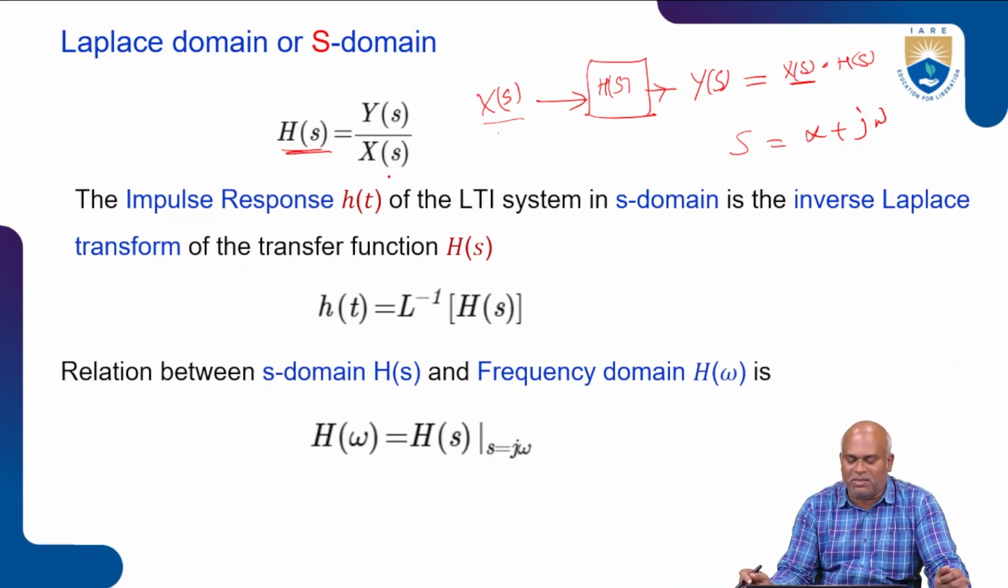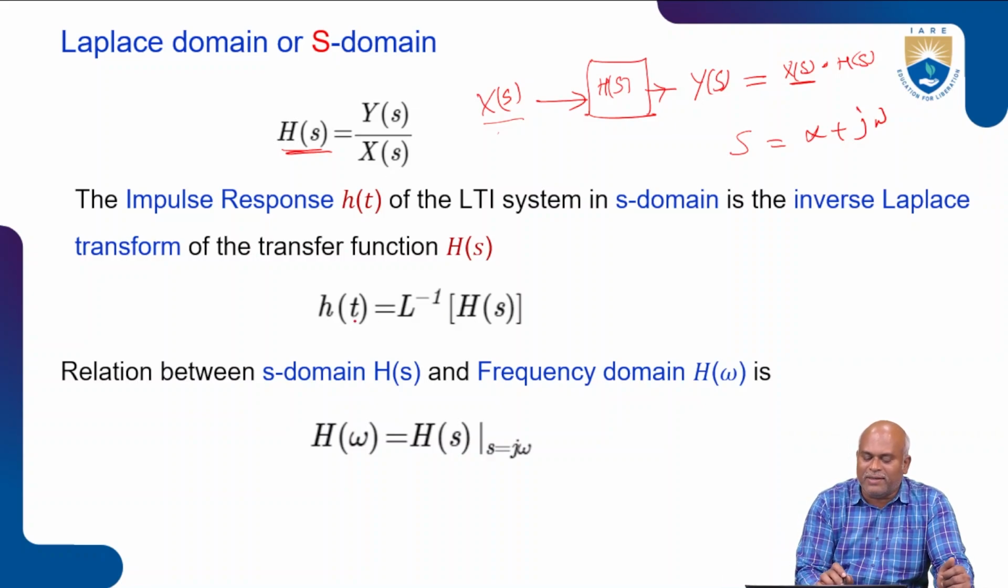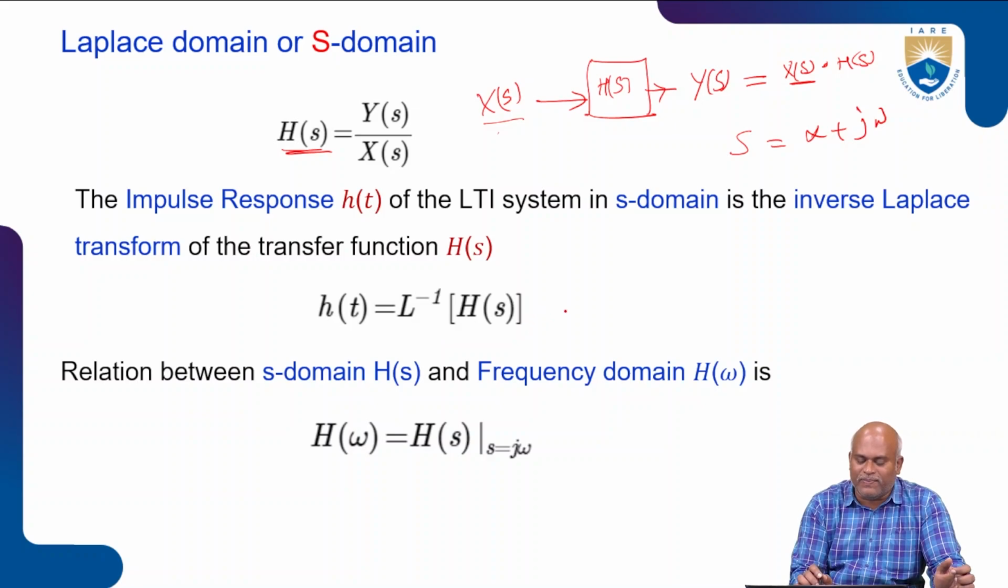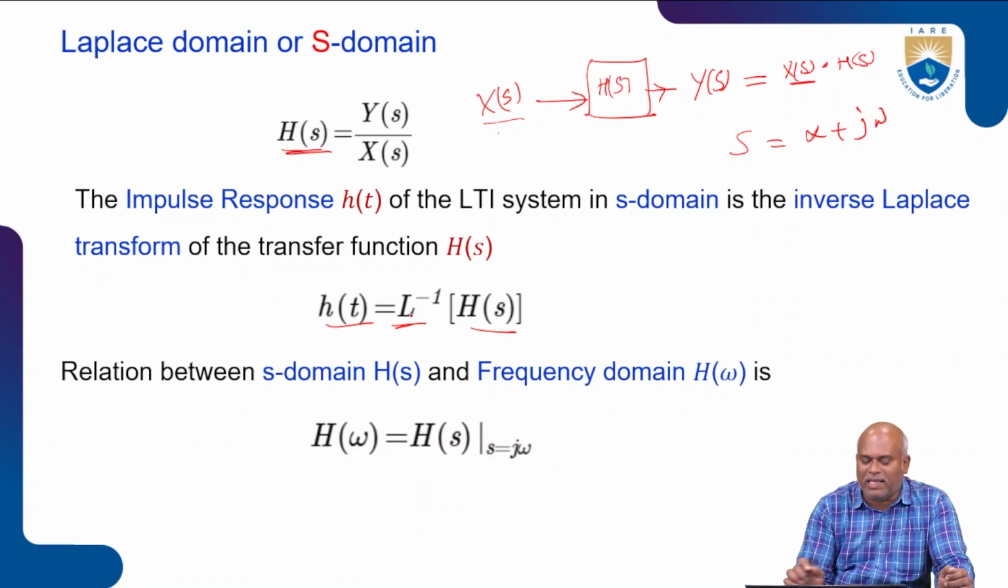The impulse response, that is h of t of the LTI system in the S domain, we need from the Laplace transform of the transfer function H of s. h of t is equal to the inverse Laplace transform, that is L inverse of H of s. So then we get h of t. This means we get the original signal as a continuous time signal, that is, if you take the inverse Laplace transform of H of s, we get h of t.